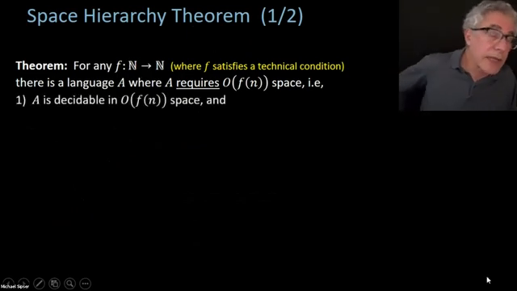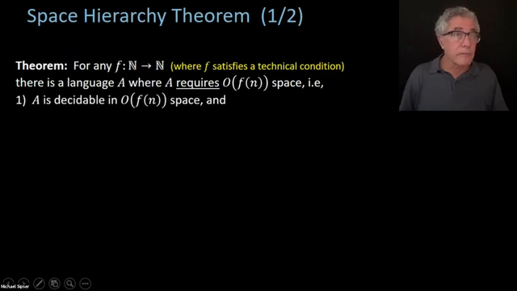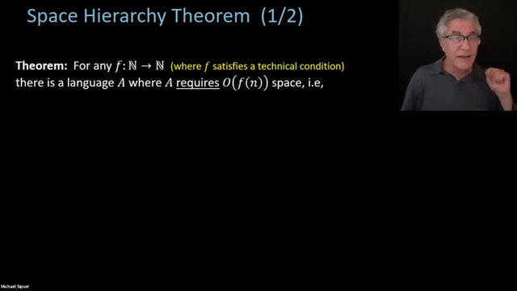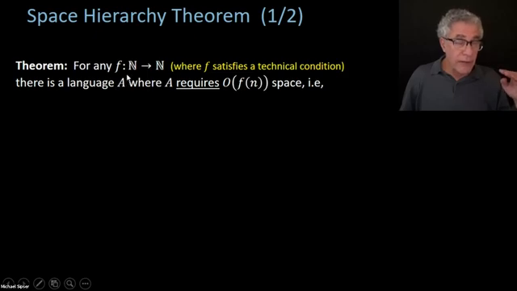Space hierarchy theorem. So here is the statement of the theorem. It says for any bound, think of S as some space bound. And again, f has to satisfy some technical condition in yellow. Remember that it's yellow because that's going to be relevant later. So no matter what function you have, whatever space bound you have, as long as it satisfies this condition, which is a mild condition, but you need it.